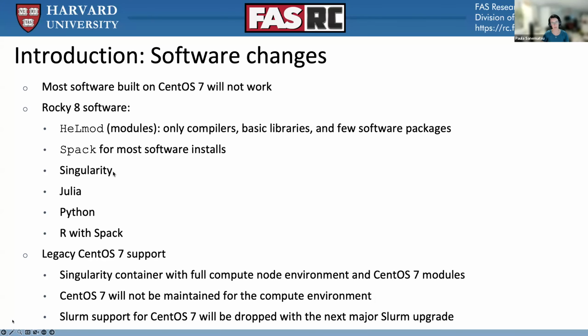So Spack can be used for most software installs. Singularity containers can also be used. We also show how to use Julia, Python and Python packages, and R with and without Spack. If you absolutely need CentOS 7 support, we have an option for that too, and I will demonstrate how to use the Singularity container that has the full compute node environment that we used to have before the operating system upgrade.